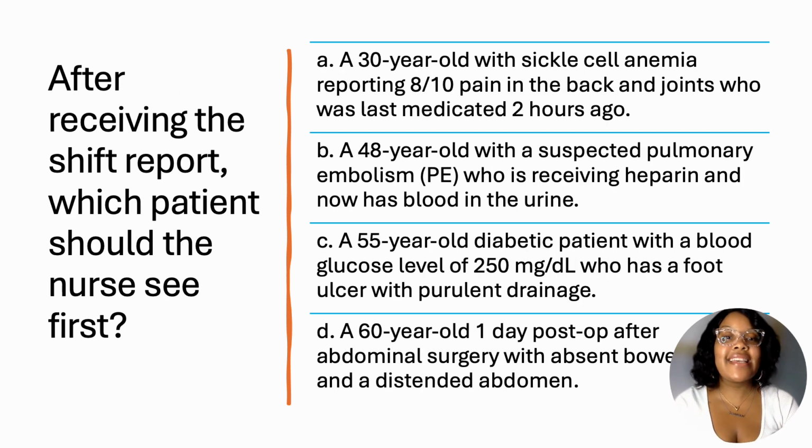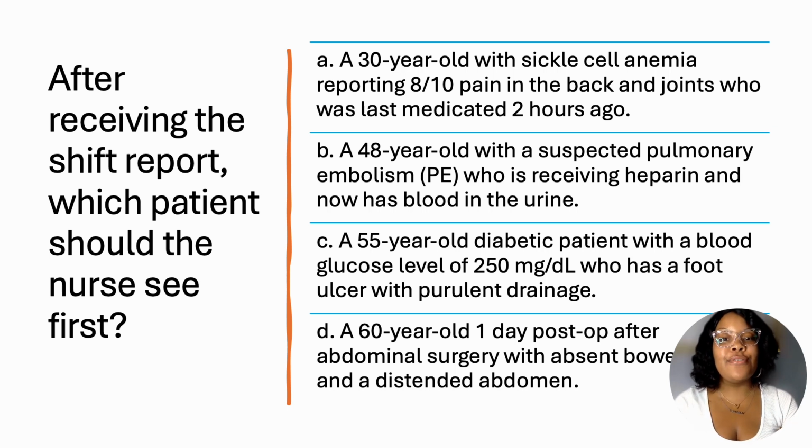All right, so next example is, after receiving shift report, which patient should the nurse see first? A 30-year-old with sickle cell anemia reporting 8 out of 10 pain in their back and joints who was last medicated 2 hours ago. We have a 48-year-old with a suspected pulmonary embolism who is receiving heparin and now has blood in their urine. A 55-year-old diabetic patient with a blood glucose of 250 and has a foot ulcer with purulent drainage. Or would we go see a 60-year-old one-day post-op after abdominal surgery with absent bowel sounds and a distended abdomen? I'm going to give you some time.